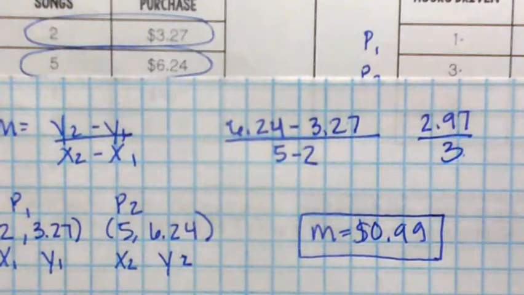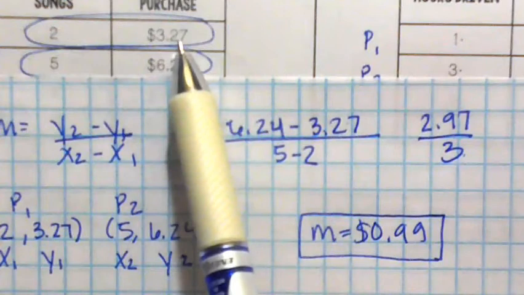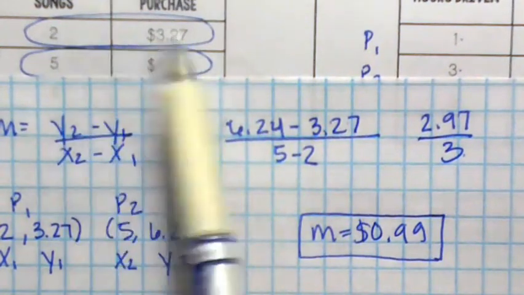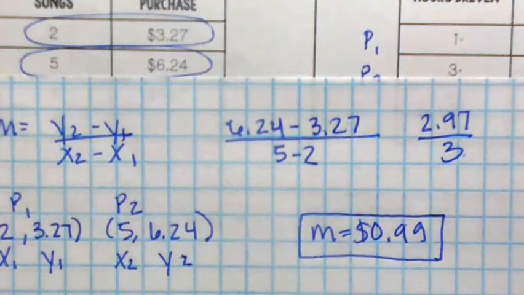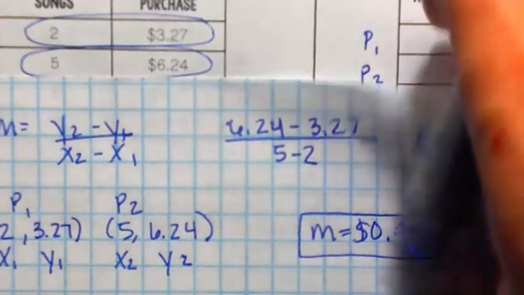Now there must be some amount she has to pay before she pays 99 cents a song, because when she gets 2 songs, it's $3.27, and it should be $1.98. So she must be paying some kind of upfront fee to be able to buy the songs. One last one, and then we will be done with this video.